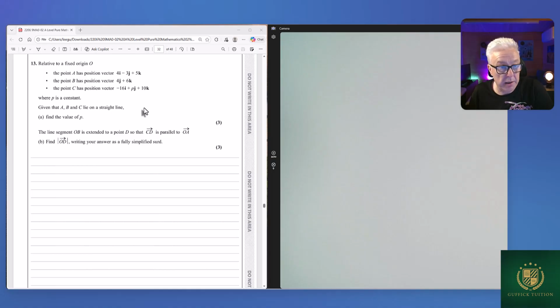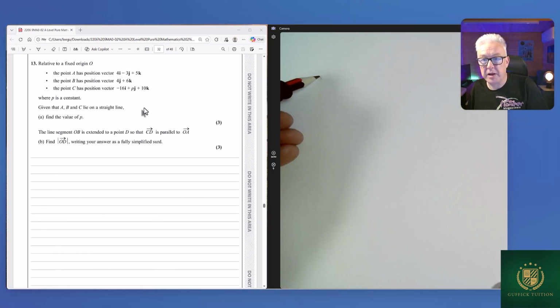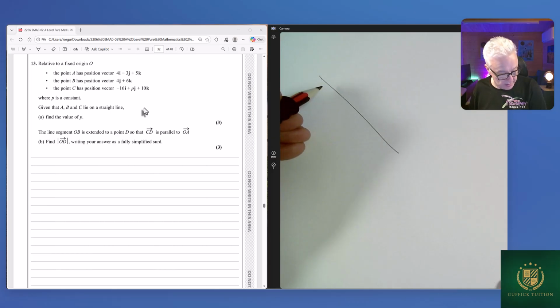It says the line segment O to B is extended to a point D such that C to D is parallel to O to A. Find out what the length of O to D is, writing your answer fully as a simplified surd. Personally, I think this is quite tricky myself. I'm not a big fan of this, but let's have a look and see what they're indicating.